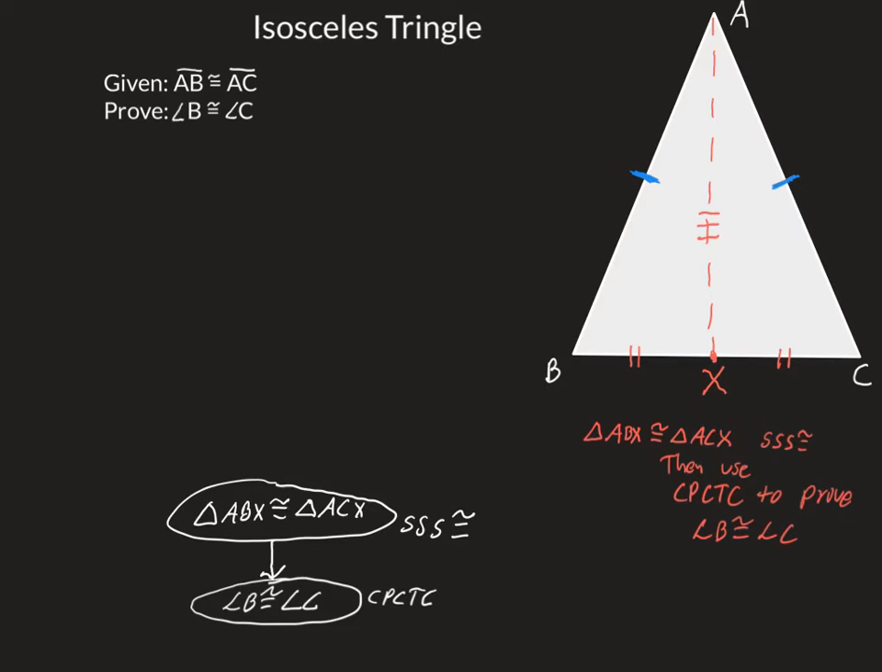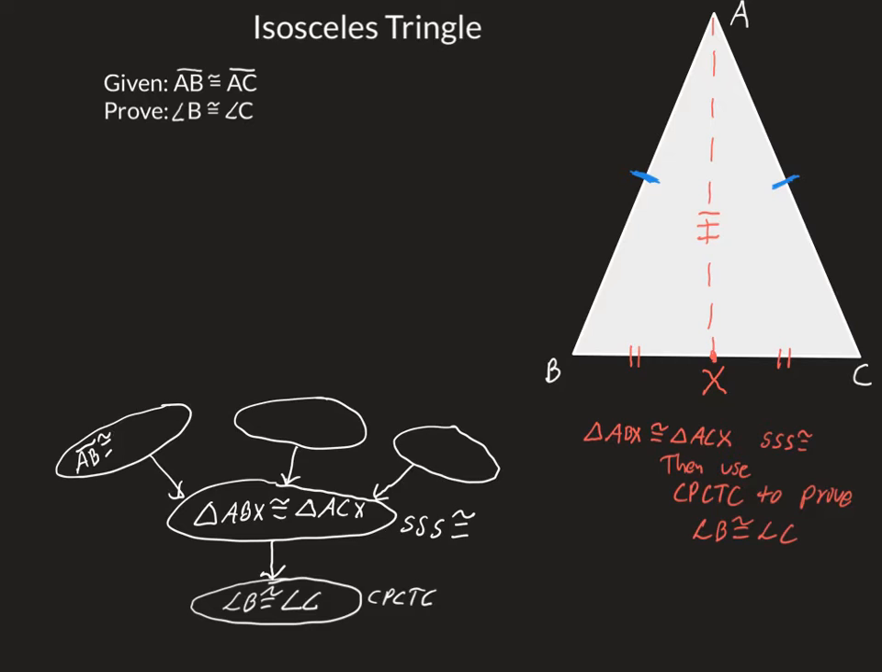So I'm going to draw three more ovals because I need to prove each, there's three corresponding sides between these two triangles. I'm going to start with the easy one first. So let's say that AB is congruent to AC, and that's just given to us. And then let's show that AX is congruent to itself, and that's because of the reflexive property of congruence.